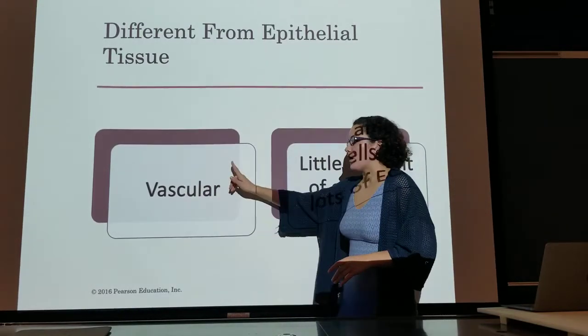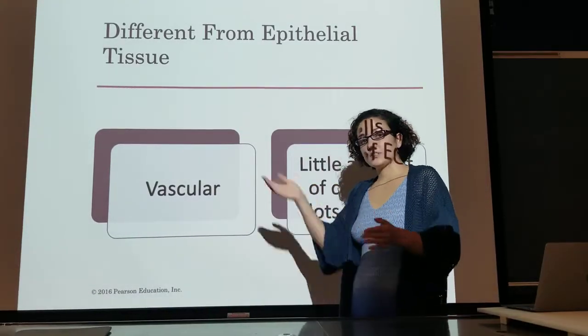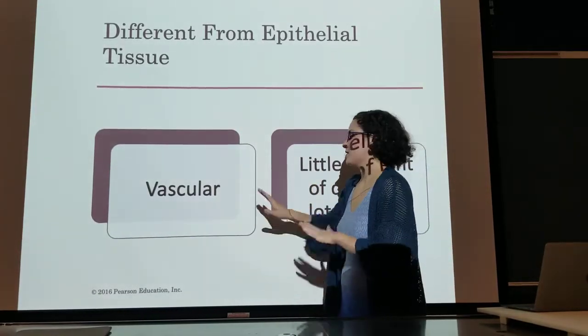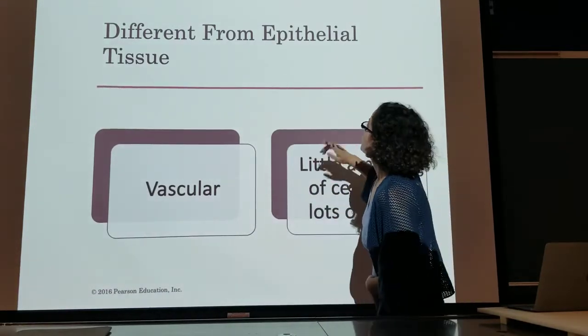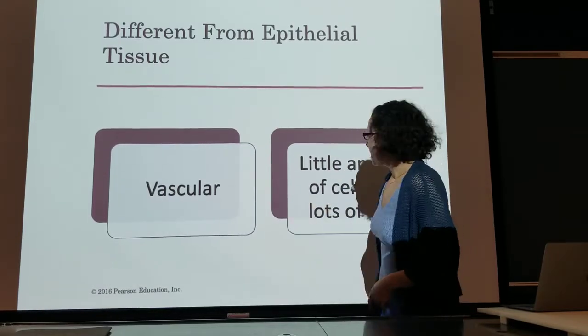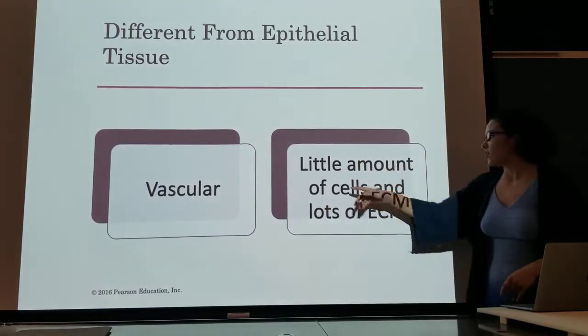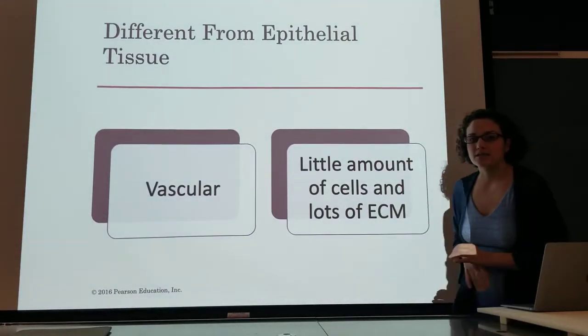So connective tissue is always going to be found deep, so under epithelial tissue, because it is the blood supply for that epithelial tissue, all right? So you would have epithelial and then connective, always, all right? And then there's a little amount of cells and a lot of ECM in connective tissue.